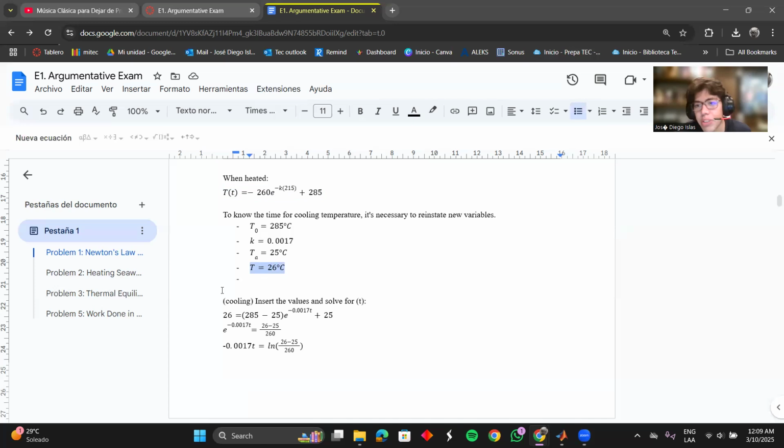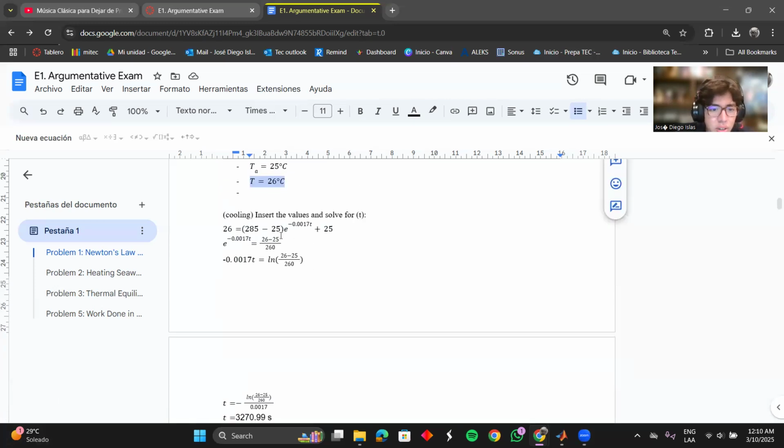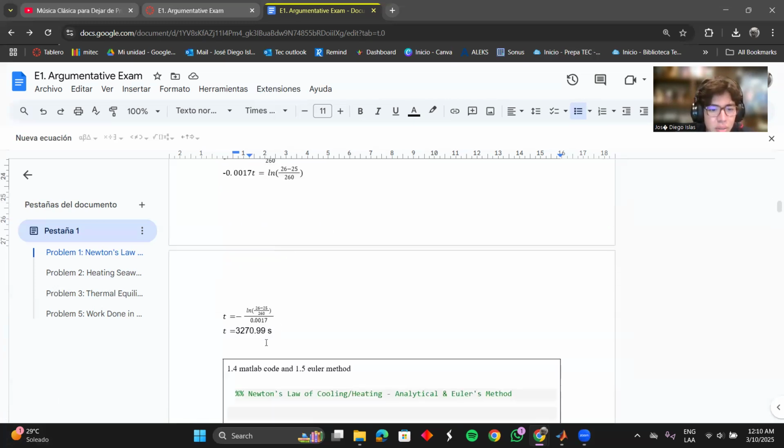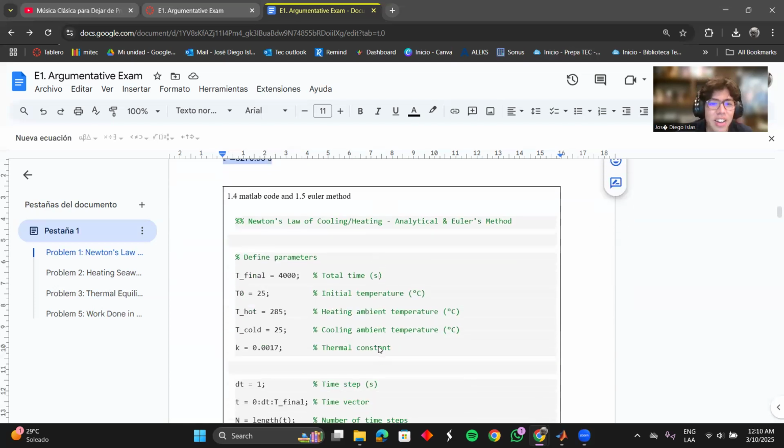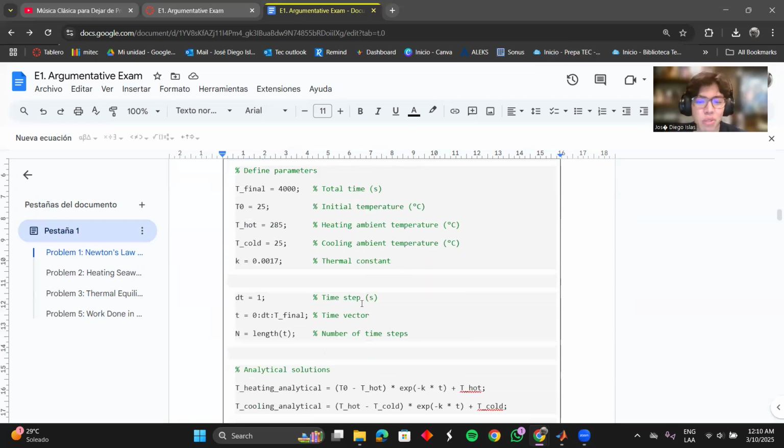So now we solve for time, which is pretty much the same as we did in the last part, right? So yeah, we did all this, and we obtained this time in seconds, which I think was like 50 minutes, more or less. And now we have to make the code on MATLAB, both for the heated and the cool part.